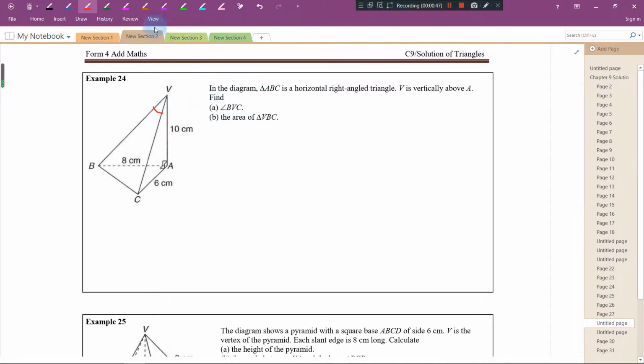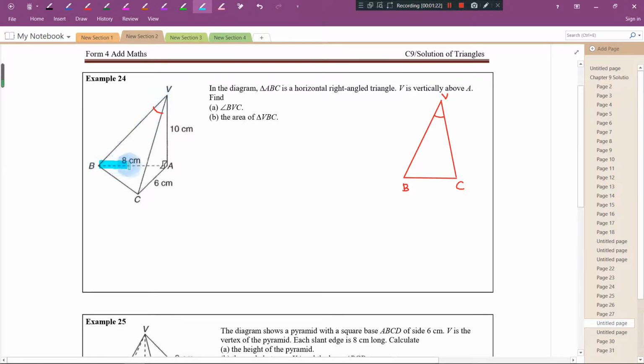Okay, let me sketch a triangle for you first. This is V, and this is C, and this is B. I want to find this angle BVC. If I have the side lengths for VB, VC, and BC, I can use the cosine rule to get this angle, right? So now I try to figure out the side lengths of VC, VB, and BC. BC, I think it should be no problem.